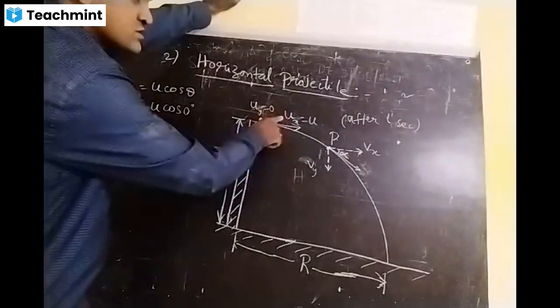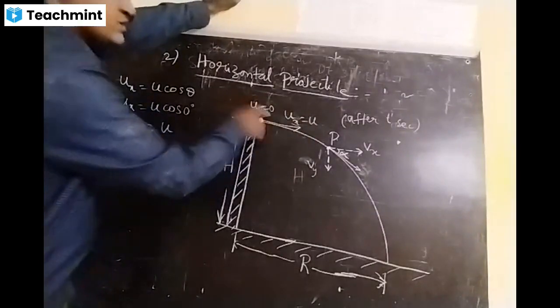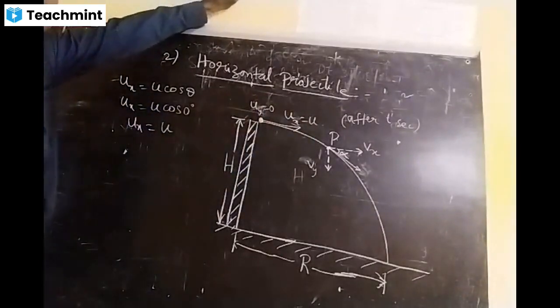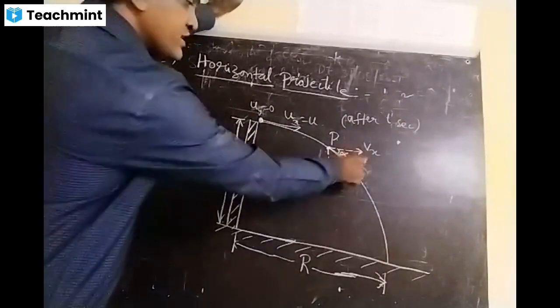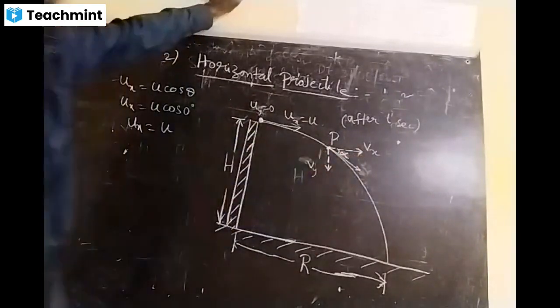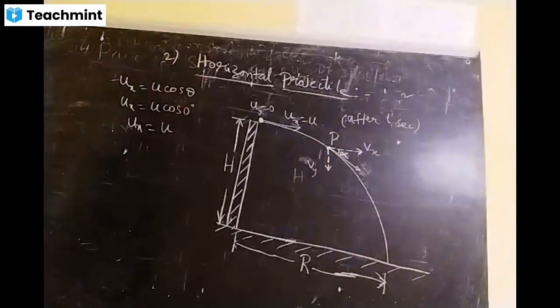What is the value of Ux? Uy is equal to 0. But now what is my intention? My intention is to find out the values of Vx and Vy after t seconds when it reaches point P.